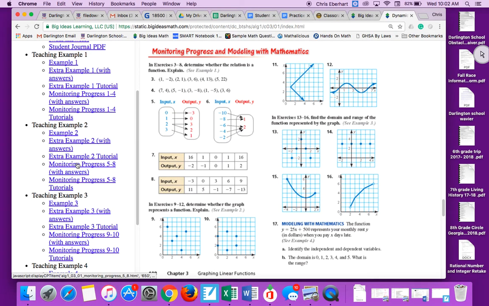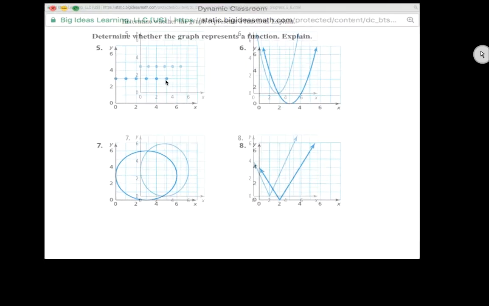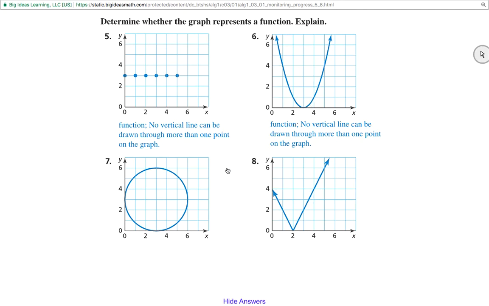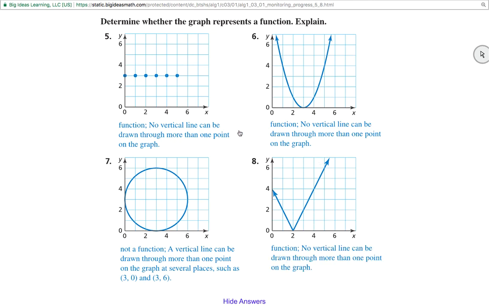Actually, I'll give you all one to try this. All right, so look at letter 5. Look at number 5, 6, 7, and 8. Tell me if those are functions or not functions. All right, go ahead and freeze it or pause it, and I'm going to give you the answers. All right, here are the answers. This one right here is a function, passes the vertical line test. This one is a function, passes the vertical line test. This one obviously has two points when you do that, not a function. This one is a function, it passes the vertical line test.